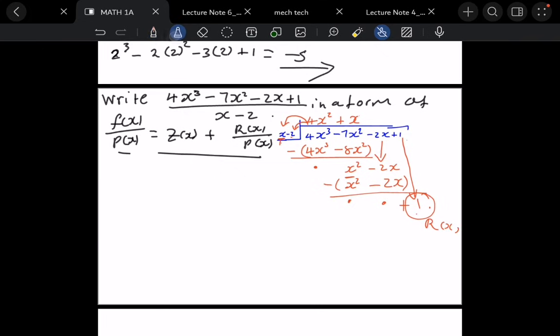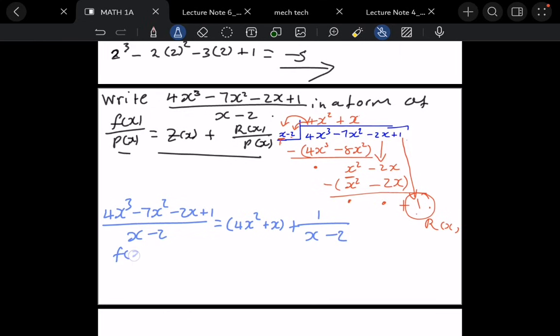So writing this in remainder form, 4x cubed minus 7x squared minus 2x plus 1 divided by x minus 2 is equal to, your q of x is going to be 4x squared plus x, plus your r of x, which is 1 over x minus 2.